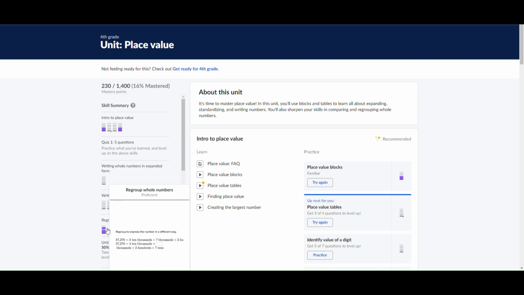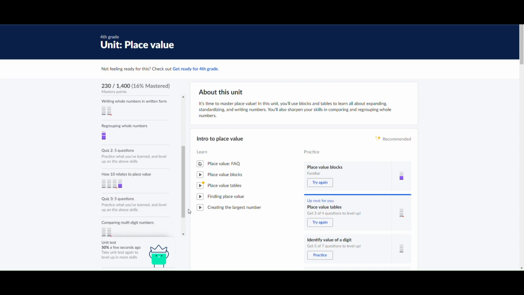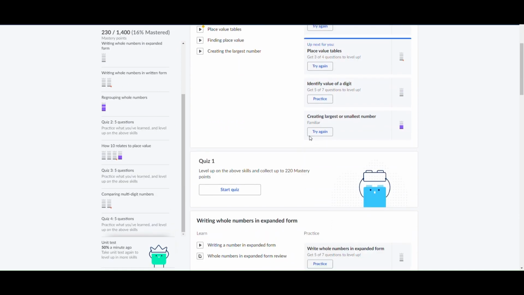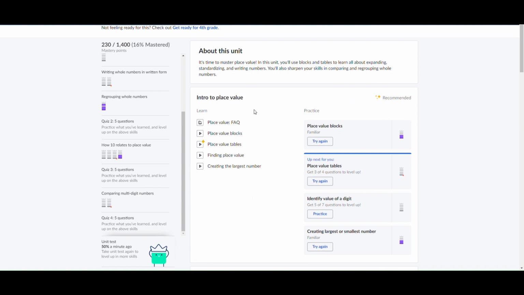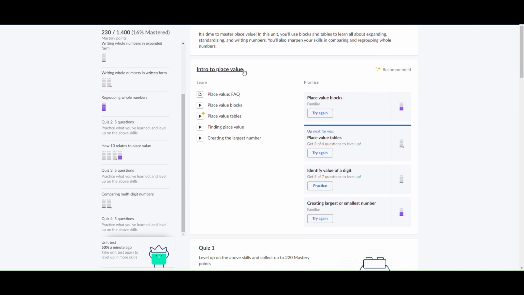So go ahead and focus on getting your child or yourself up to a proficient level in what you are doing. Now, this is going to be a very beneficial way to go about it. You can see here, I am going to do quiz 1 just to show you that the quizzes are a little bit more effective. And so we're looking at intro to place value.